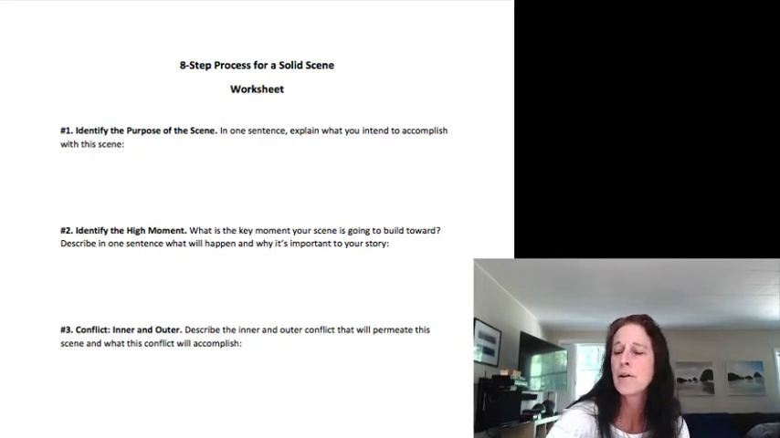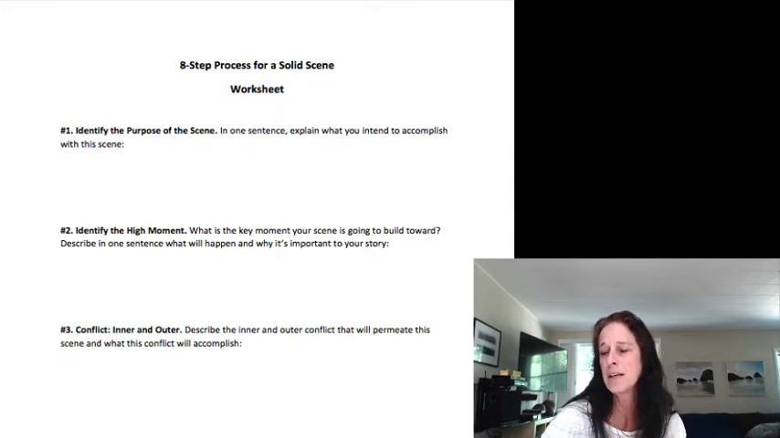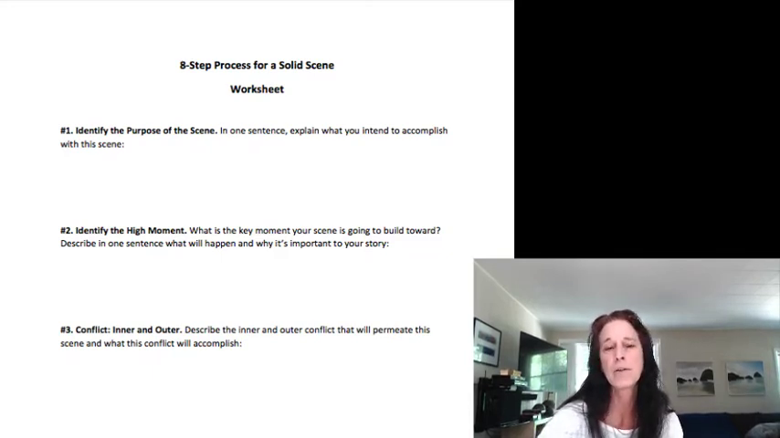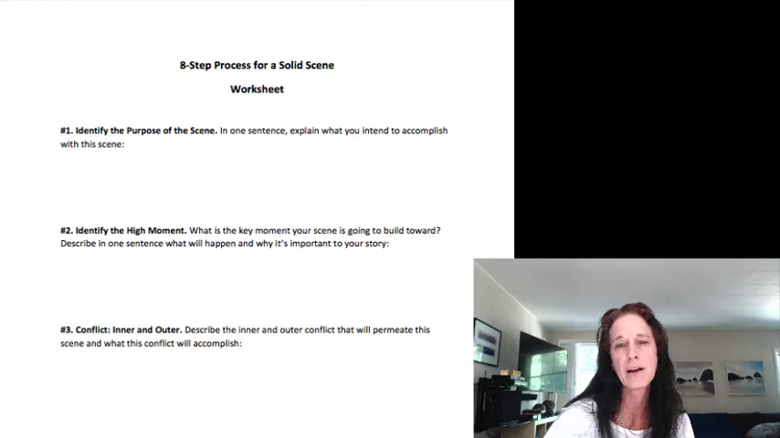Okay. So number 1, identify the purpose of the scene. In one sentence, explain what you intend to accomplish with the scene. It should be simple. If you can't figure out what the purpose of your scene is, it sounds like you need to throw the scene out, or maybe revisit it later or come up with some other details to the scene to make it work.